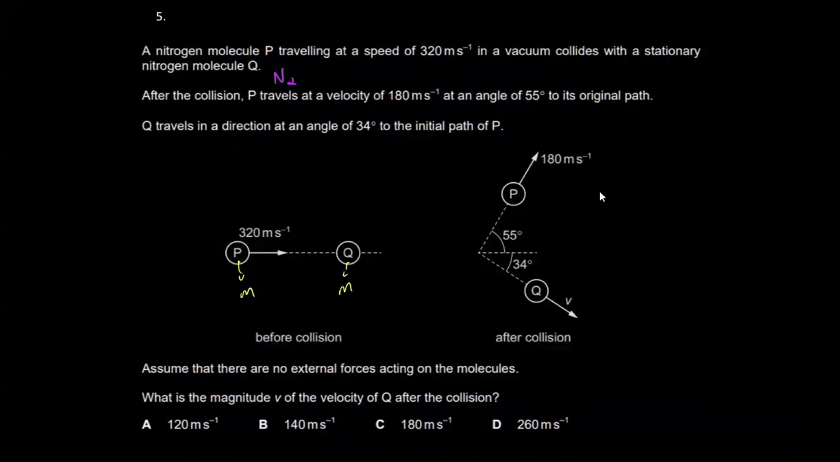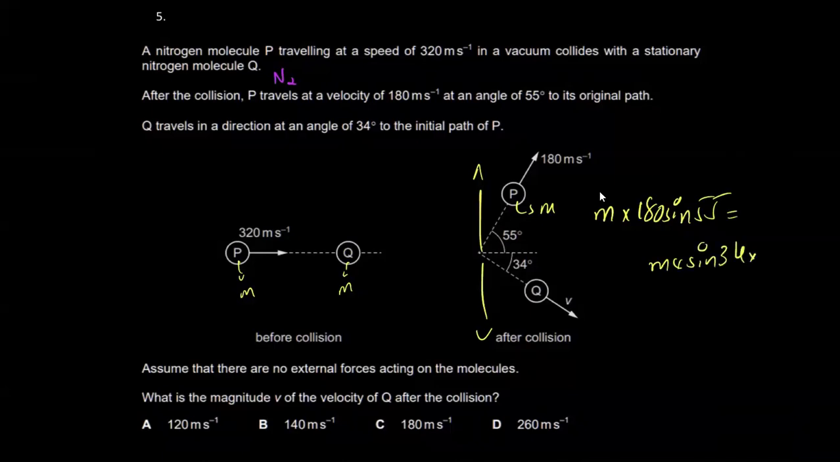That's pretty simple. It's going to be M. If we substitute, we can go with the horizontal velocity. That's going to be easier. We can also go with vertical velocity. The vertical momentum of P and the vertical momentum of Q is equal. So it's going to be M into 180 sine 55 is equal to M into sine 34 and into also V. We need to find this V, guys. M is going to cancel itself out. And what's the answer for V?